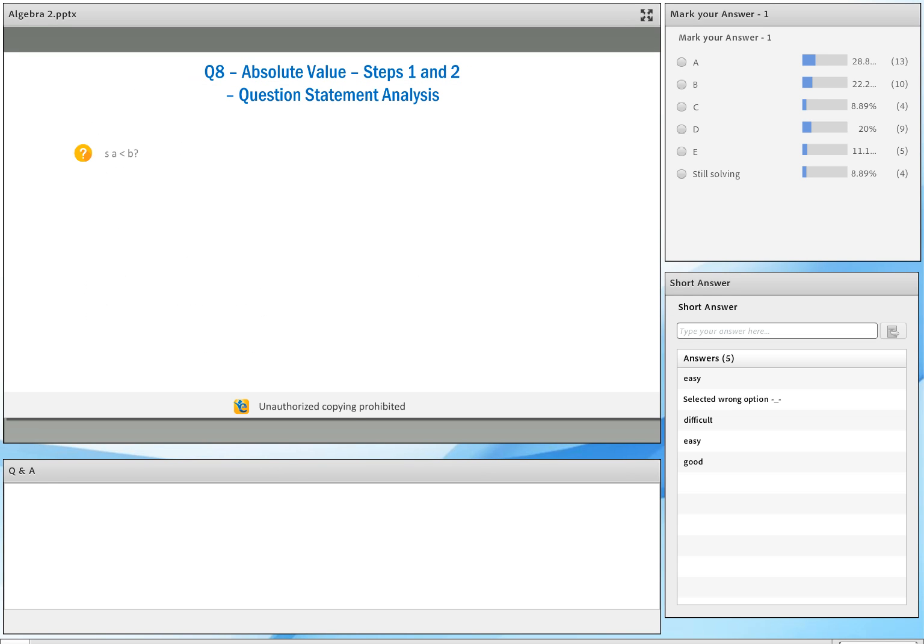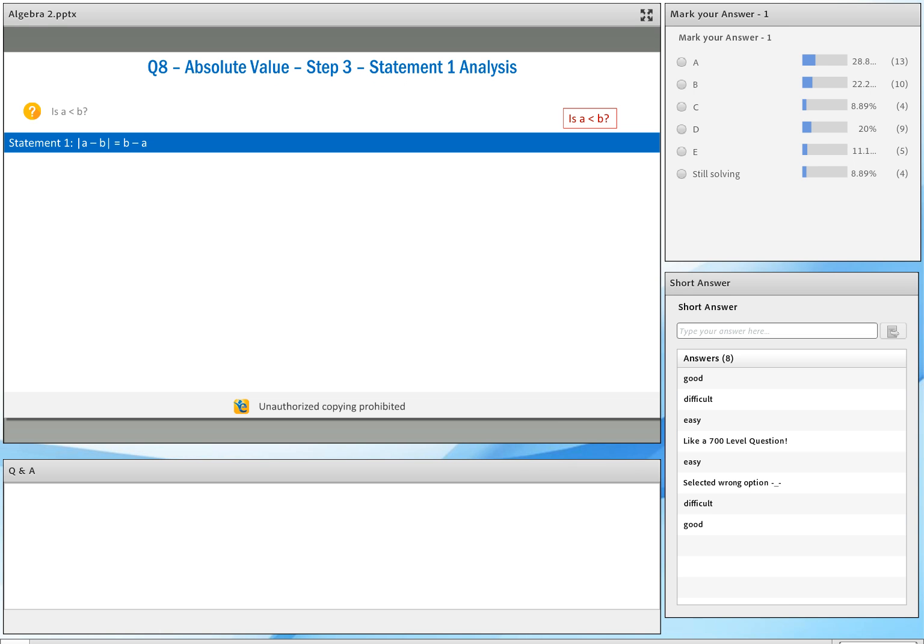Select the wrong option: difficult, easy, good. Okay, let's go through it. What we have to find out is: is A less than B? There's nothing much to this question from the question statement, it is simply asking is A less than B. Now, there's no constraint provided. Now, let's look at statement 1.